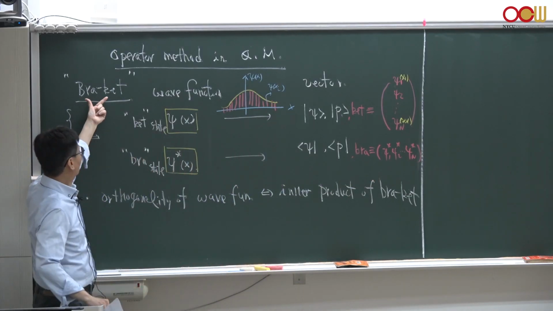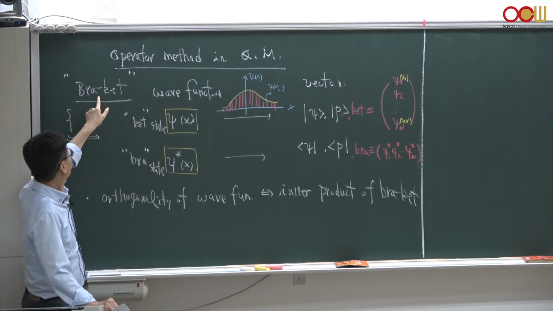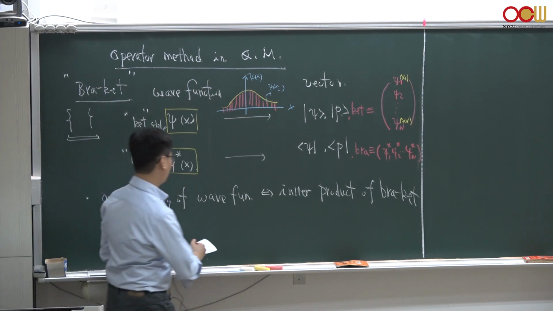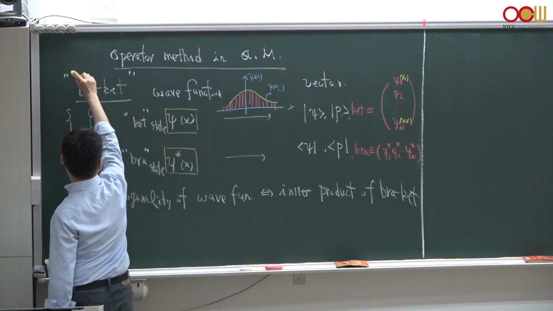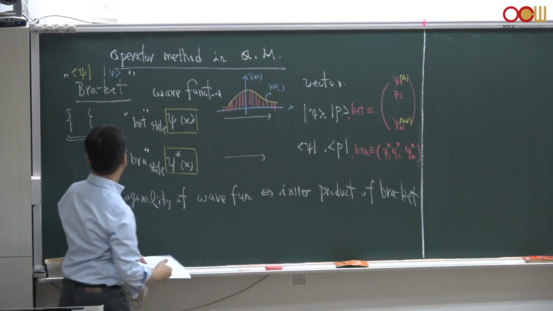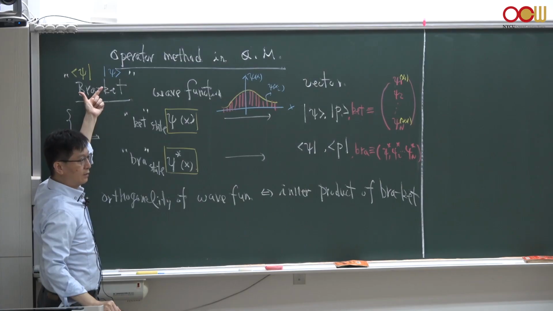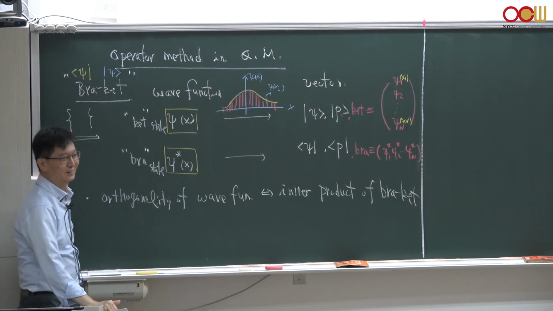Okay, so the word bracket consists of two parts. The left part of the bracket is bra, and the right part of the bracket is ket. And that's how you define this row and column matrix like this. So if you make an inner product between the bra and the ket state, you really form the bracket, right?